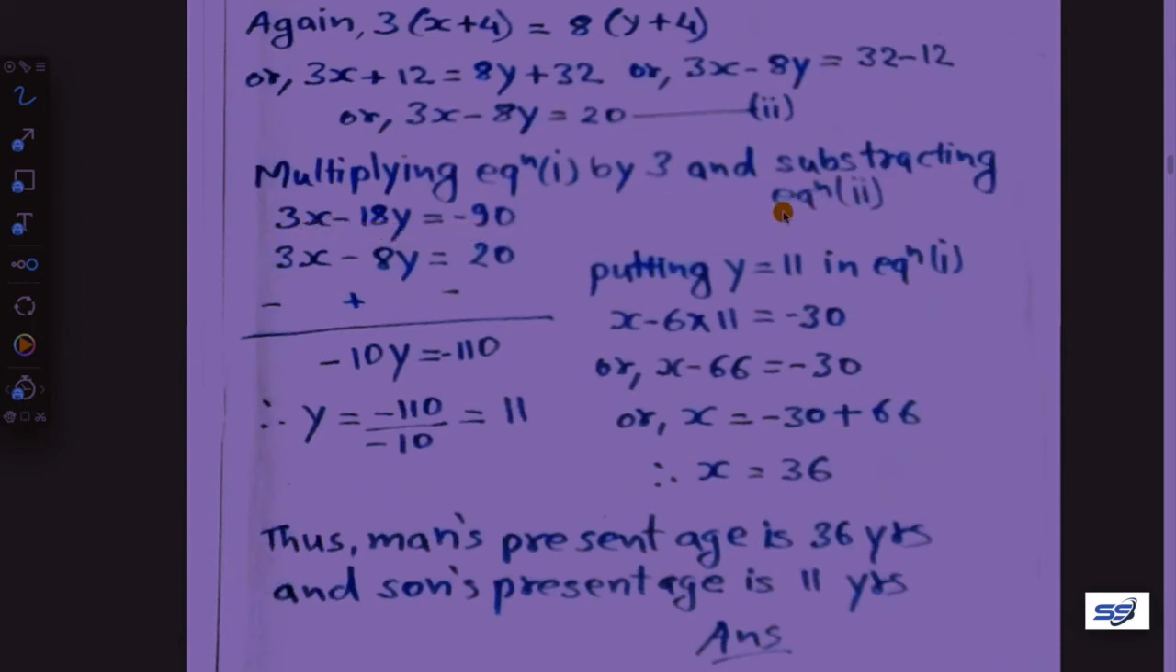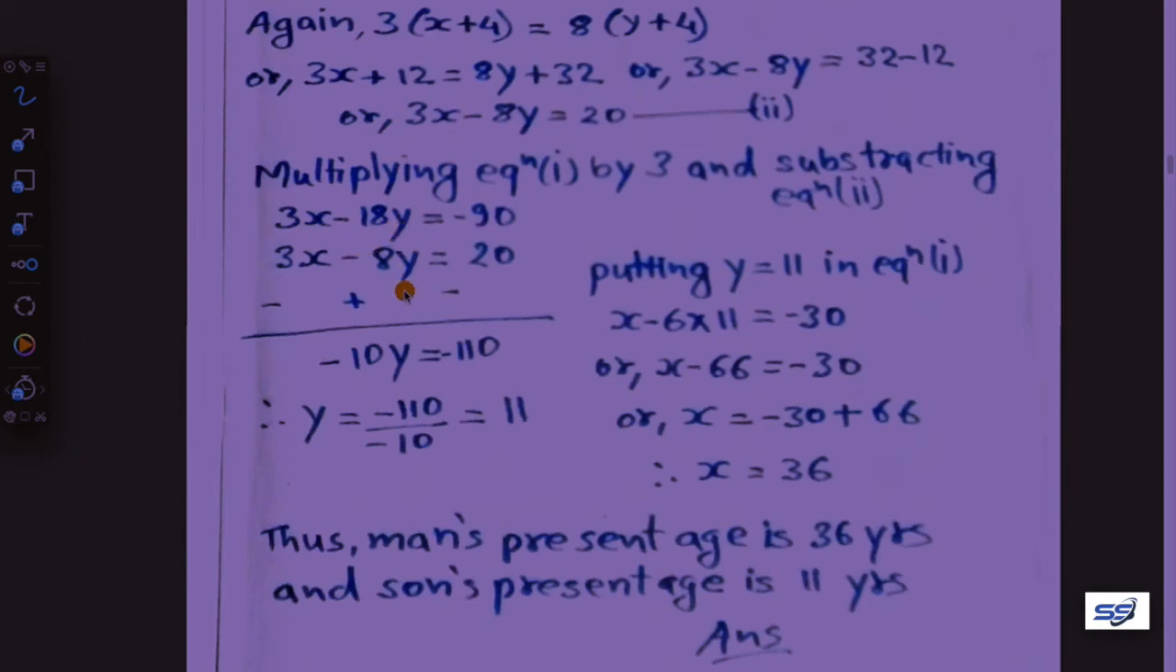And subtracting equation 2 from the first equation, we have to subtract our second equation, 3x minus 8y equal 20. Now from these two equations, we can easily get our required value. See here, the sign shall be changed. 3x changes into minus, minus 8y changes into plus, 20 changes into minus. So 3x and 3x cancel.